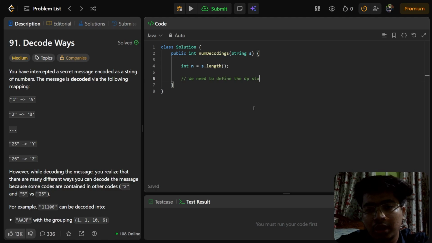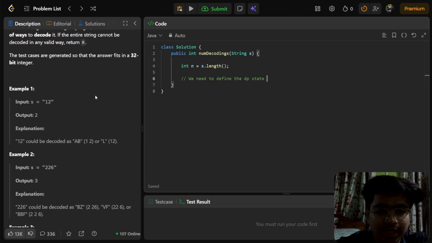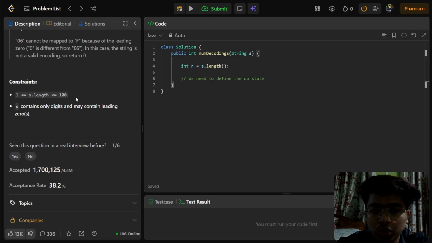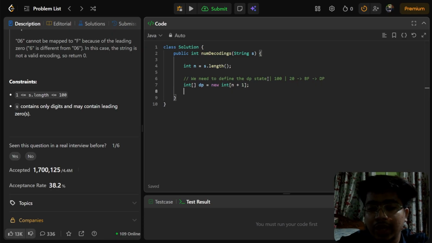A question might arise in your mind: how do you understand that this is a dynamic programming problem? So let's notice the constraint. If you notice the constraint, for every DP problem the constraint is very small, 100, 200, 500, 20, that type. DP is brute force, but an optimized version of brute force. Whenever the state is very small, like 100 or 20, we must understand that this is brute force, and from brute force we should follow the optimized version, that is DP. So integer array dp equals new integer n plus 1, because we need to handle the empty case also.